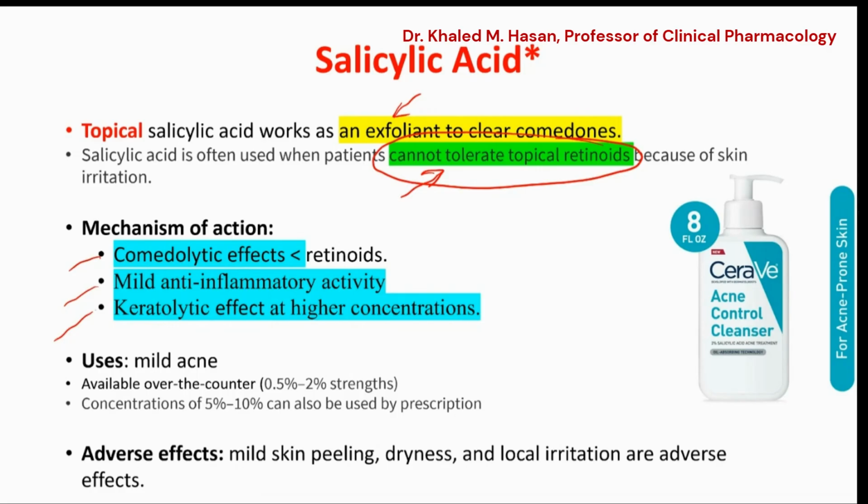An important issue for practice: you can go to the supermarket or the mall and buy the medication over the counter with a concentration of 0.5 to 2%. But if you need a stronger salicylic acid, for example 5 to 10%, this needs a prescription. Does that make sense? So 0.5 to 2% is available over the counter, but if you need a stronger, high-concentration medication, a prescription is needed. Over the counter, 0.5 to 2%, but prescription 5 to 10%.